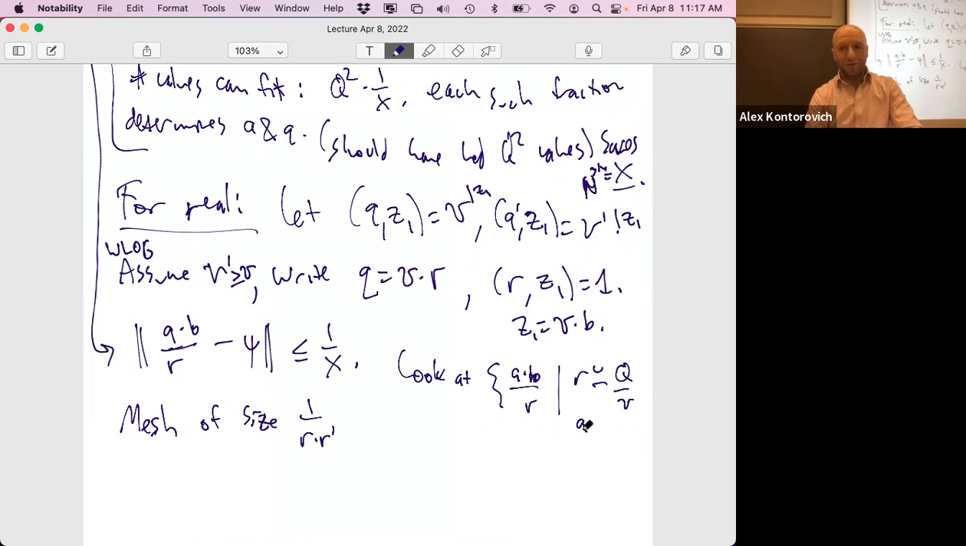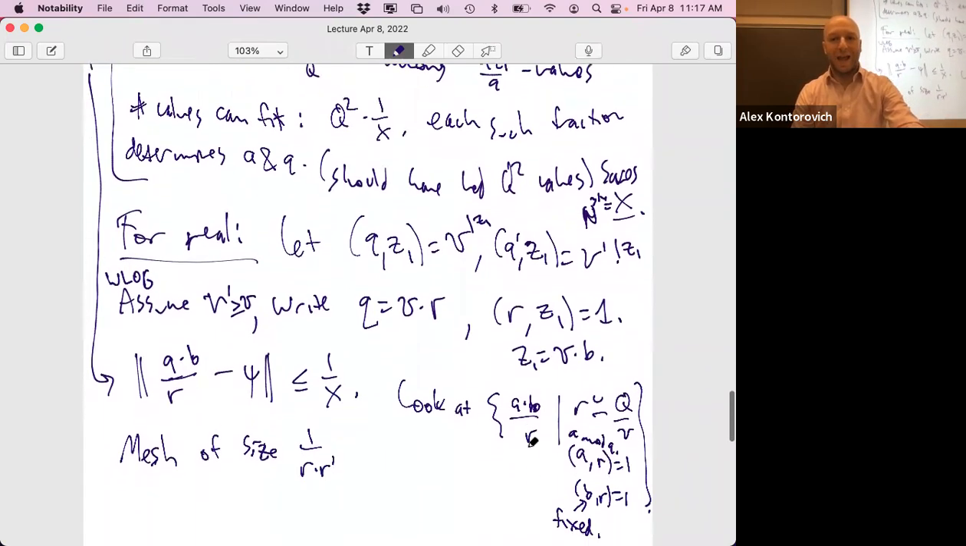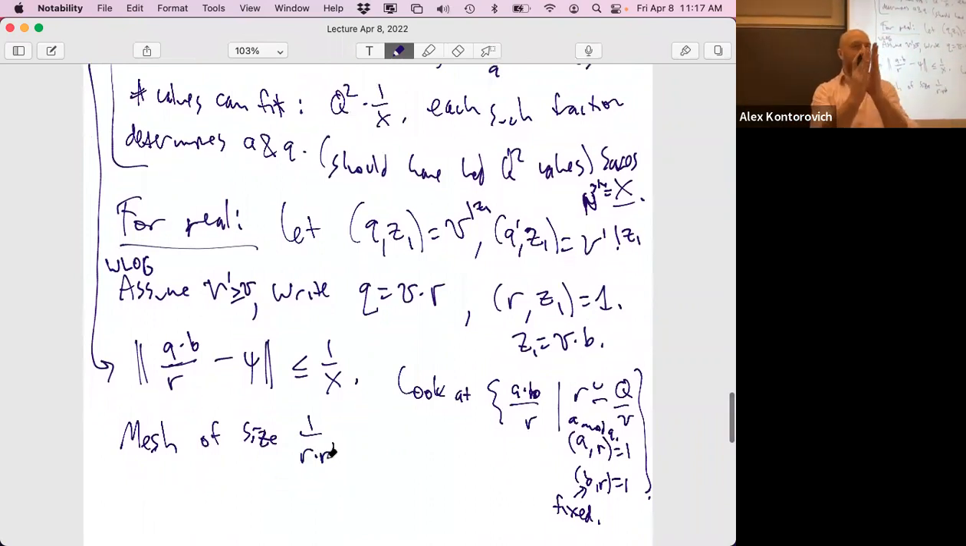A is of size Q, and A is co-prime to Q, and in particular, co-prime to R. And B is also co-prime to R. But B is fixed. Okay, so the A is ranging and the R is ranging. The R is ranging in this range. The A is ranging mod Q, and it's co-prime to this denominator R. Okay, so these points, exactly as we said here, these are some points. And the mesh is of size 1 over R, R prime. That's the closest two of these numbers could be together. And so this is at least V squared over Q squared.